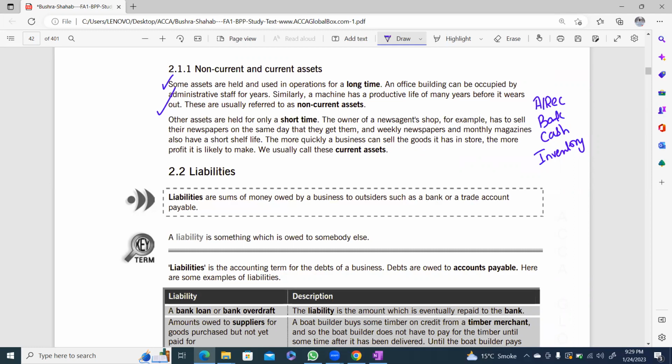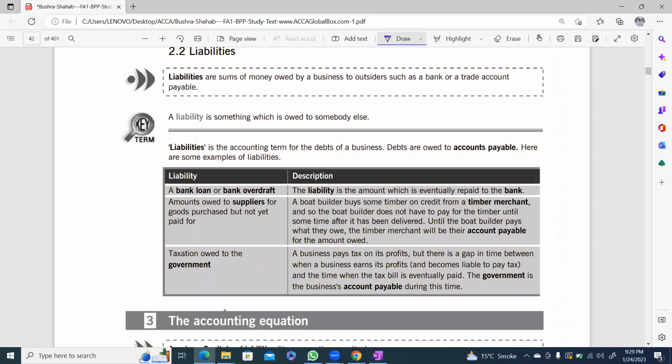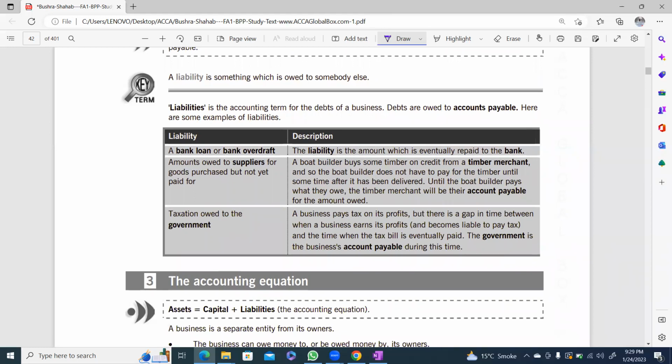Those are current assets. Now we have liabilities. Liability is basically an obligation: if you have taken a loan from the bank, you need to pay that amount. So for you, it's a liability that you have to make the payment. There are two types of liabilities. One is non-current, and second one is current liability. Like bank loan, you are liable to pay back the amount of loan to the bank. Payables. What are payables? They are basically your suppliers from whom you have taken the goods on credit, and you need to make the payment to them.